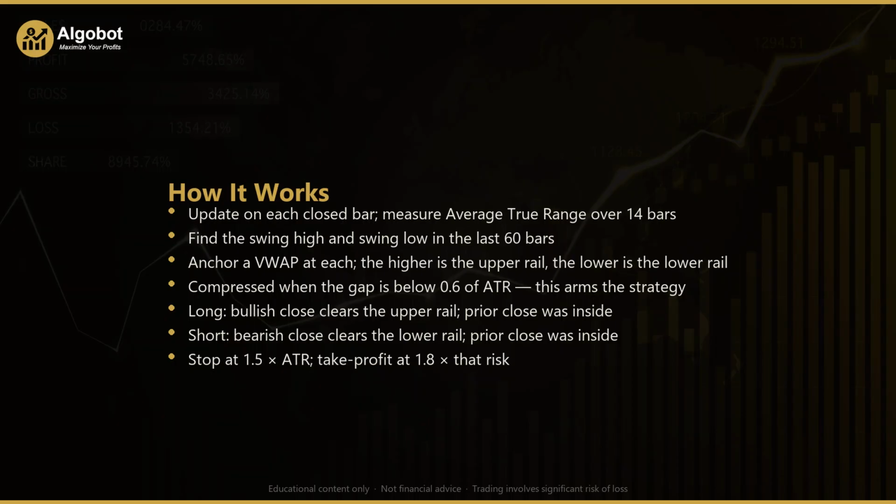For a short, the mirror applies. The candle must be bearish. Its close must sit clearly below the lower rail by the same buffer, and the prior close must still have been inside. That signals a sell at the bid.